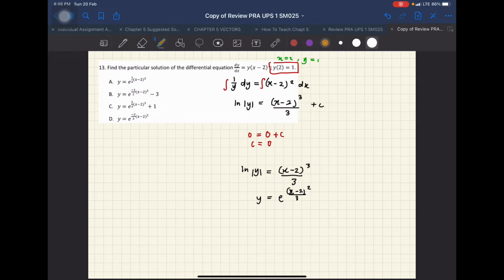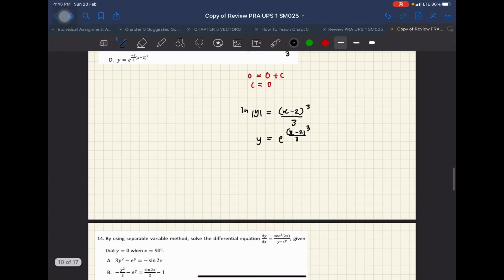Sekejap, saya lupa jawapan kita. This one. Betul ke? Yes, betul. Sorry guys, careless mistake from me. This is power 3. Okay, that's it for number 13.